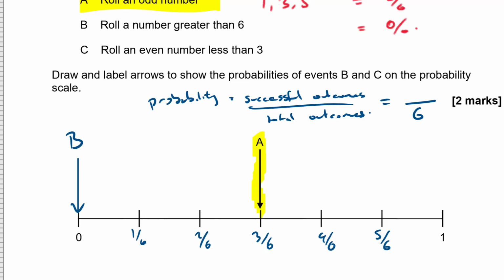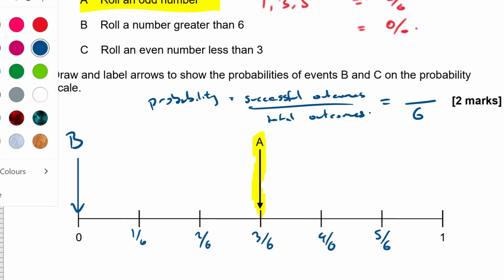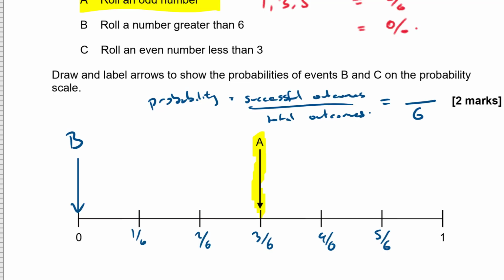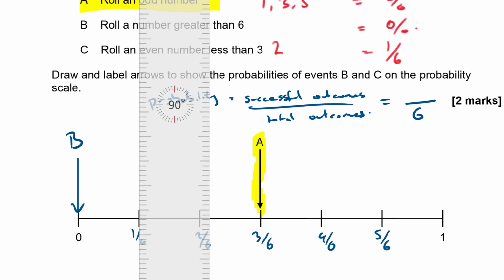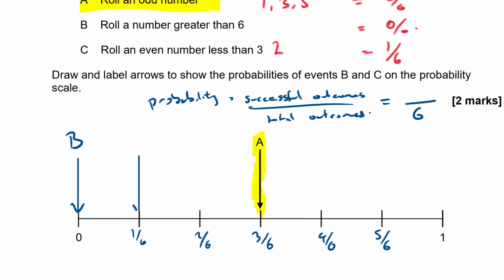And then C, roll an even number less than 3. So what even numbers are there less than 3? Well, the numbers less than 3 are 1 and 2, and only one of those is even, and that's the answer 2, isn't it? So you've just got 2, which gives you 1 out of 6 possibilities. So then my C event is going to be here. Let's just draw that one. So this is going to be C here.